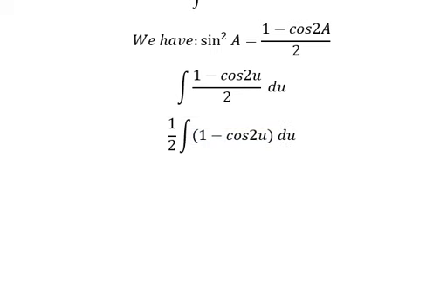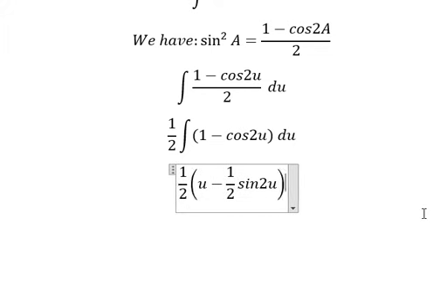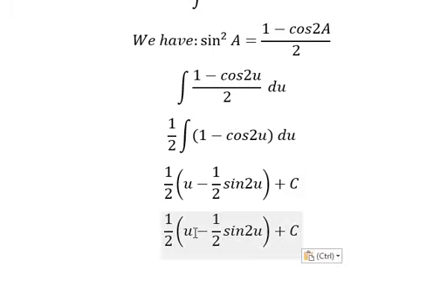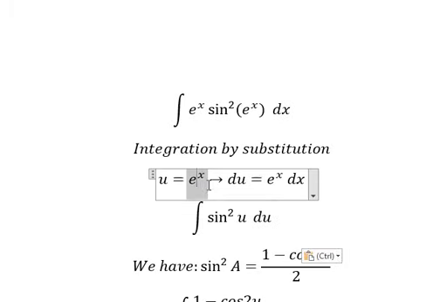And now we have the final answer. The integration of 1, you get u. The integration of cosine 2u, we have 1 over 2 sine 2u. And we put plus c in here. And u is e to the power of s.